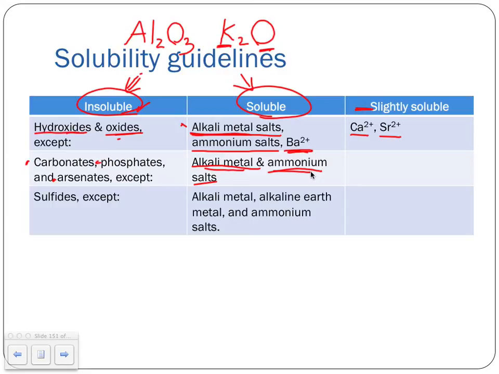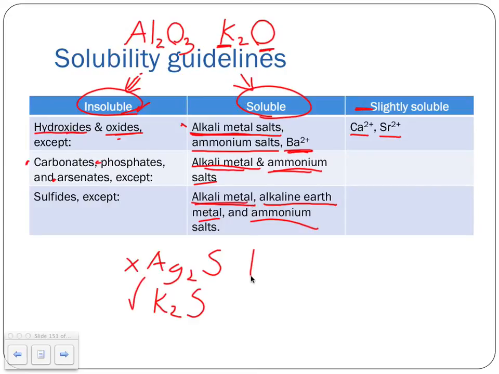The last one we have out of all these is sulfides. If I had, for example, silver sulfide, Ag2S, that would be insoluble because the only soluble sulfides are alkali metal, alkaline earth metal, and ammonium salts. So Ag2S would be insoluble. However, if I had potassium sulfide, it would be soluble because it's got an alkali metal up here.